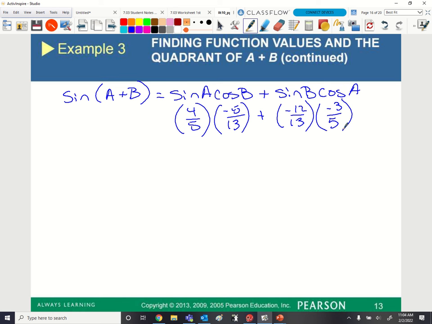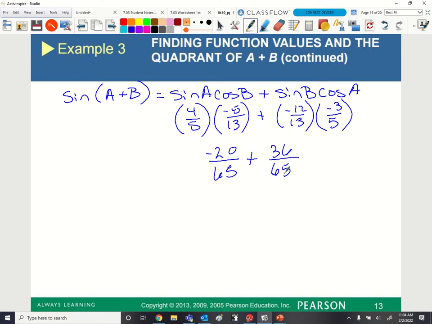Now, when we have a fraction times a fraction, we multiply straight across. So 4 times negative 5 is negative 20 over 5 times 13, 65. Very good. So bring down my plus sign. Now, a negative 12 times a negative 3 is positive 36, over 13 times 5, 65. We multiply all these.